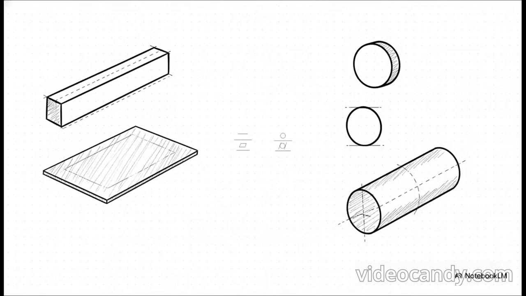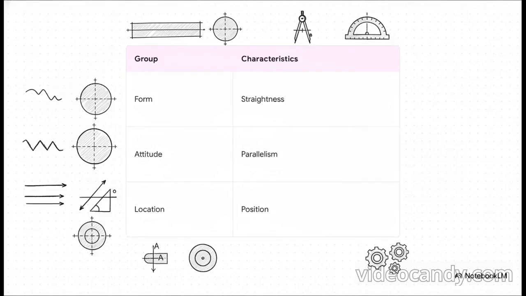Section 3. Forms, attitudes, and locations. What's really cool is the visual logic behind the symbols themselves. If you look at the linear form tolerances, we have a single straight line for straightness and a little parallelogram for flatness. Makes sense, right? Then over on the circular form side, we've got a simple circle for roundness and a circle bounded by two parallel lines representing cylindricity. The symbols actually look like the physical geometry they're meant to control, which makes reading them a whole lot easier.